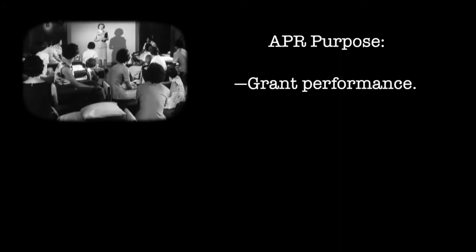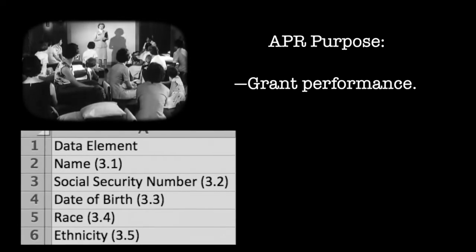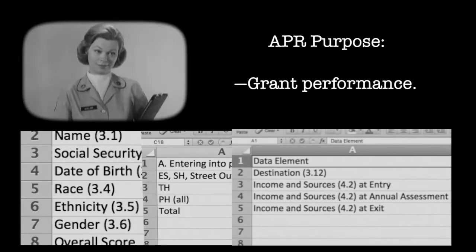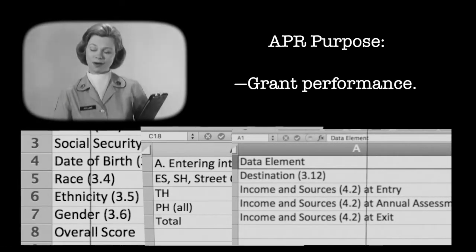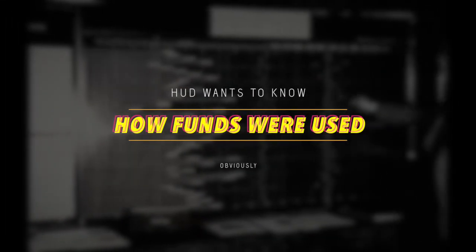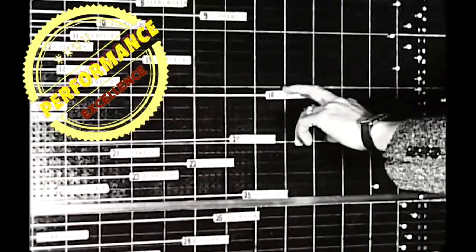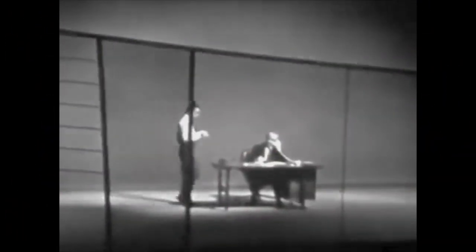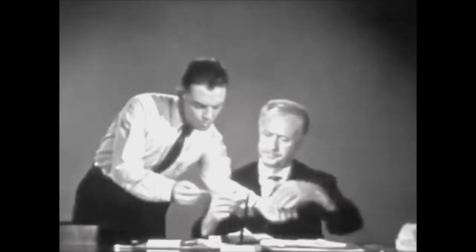The purpose of the APR is to let HUD know how your grant did during the performance term. So the APR captures things like your clients' demographic information, where they came from, where they exited to, and their income information over the course of the year that your program operated. It's important that HUD knows how the grant money that they gave you was used and what performance they're getting for the money that they're investing in your program. For this reason, we want to make sure you understand what your APR says so that you know what you're reporting to HUD, and so you can keep track of your performance metrics from year to year, as well as spot any potential compliance issues.